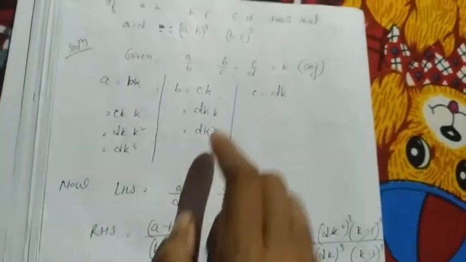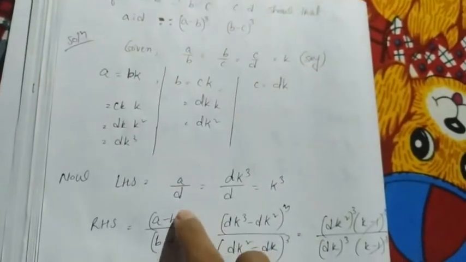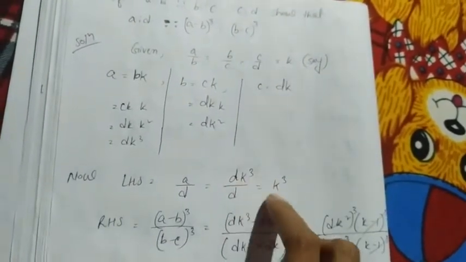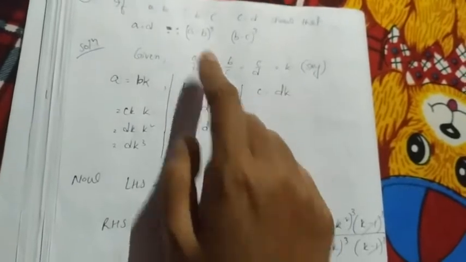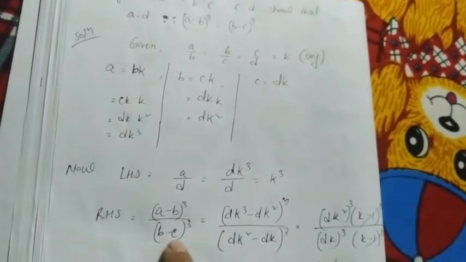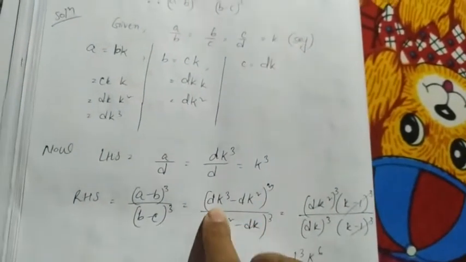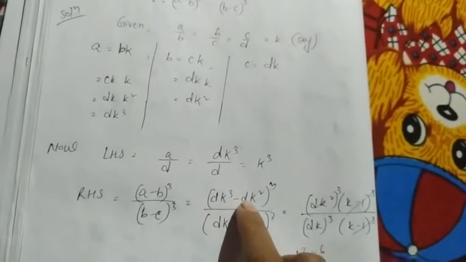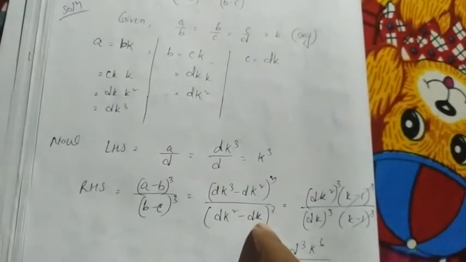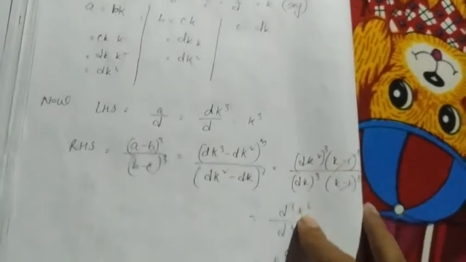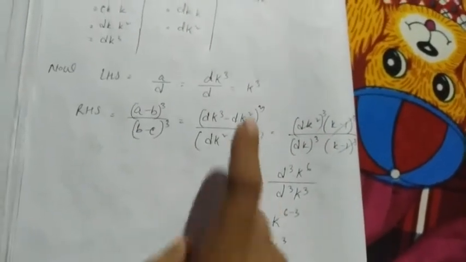So you see, LHS is a/d, so a/d means dk³ by d, so it is k³. And RHS is (a − b)³ by (b − c)³, so a is dk³ minus dk², over dk² minus dk. So ultimately you will get k to the power 3. So LHS equals RHS.